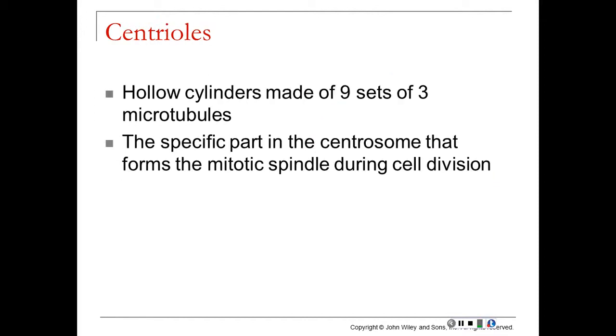Centrioles themselves are the hollow cylinders. They're made of 9 sets of 3 microtubules. The specific part of the centrosome that forms the mitotic spindle during cell division. So the specific part of the centrosome that's forming the spindle is called a centriole.